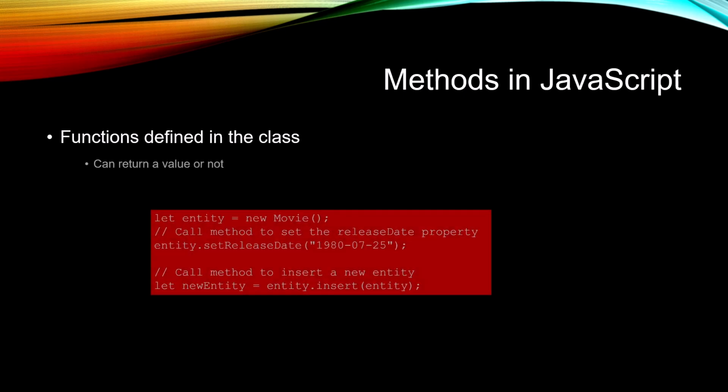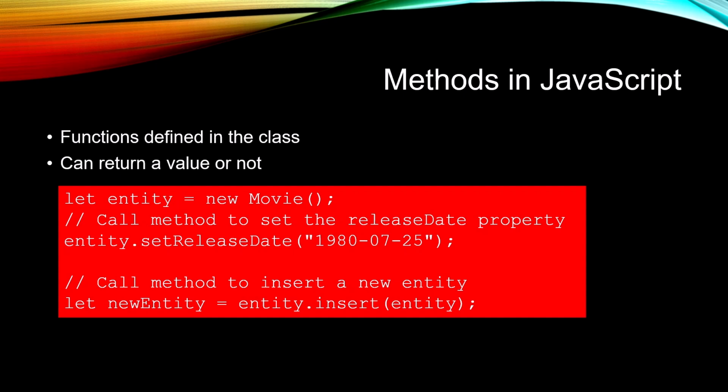They can return a value or not. So for instance, if I say let entity equals new movie, I can call the set release date method and pass in some sort of value into that method if I want. Or I could call a method to insert a new entity, and I could say let new entity equals entity.insert, passing in some entity, and it gives me back whatever was then inserted. So they can either return a value or not return a value.